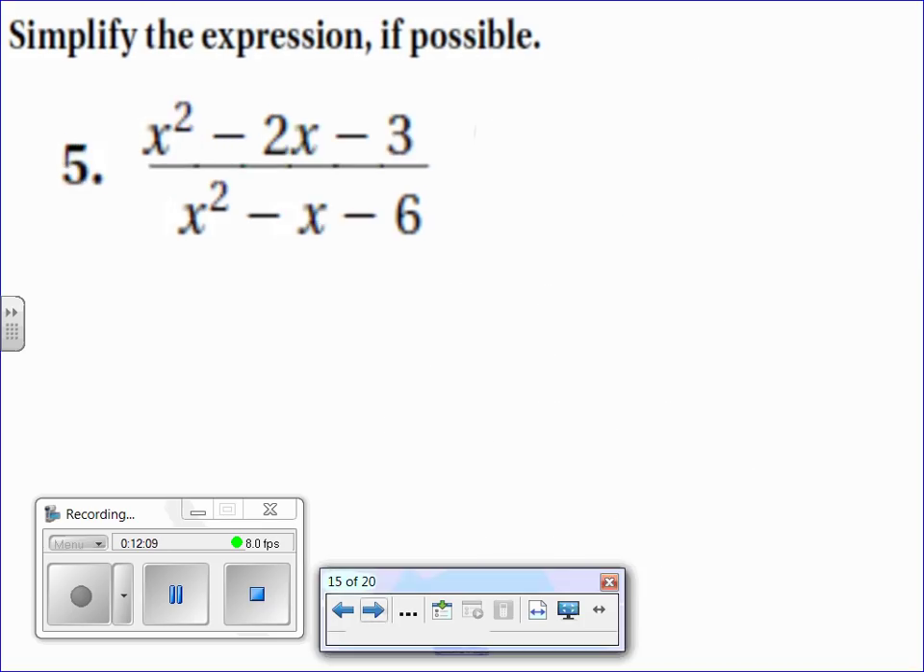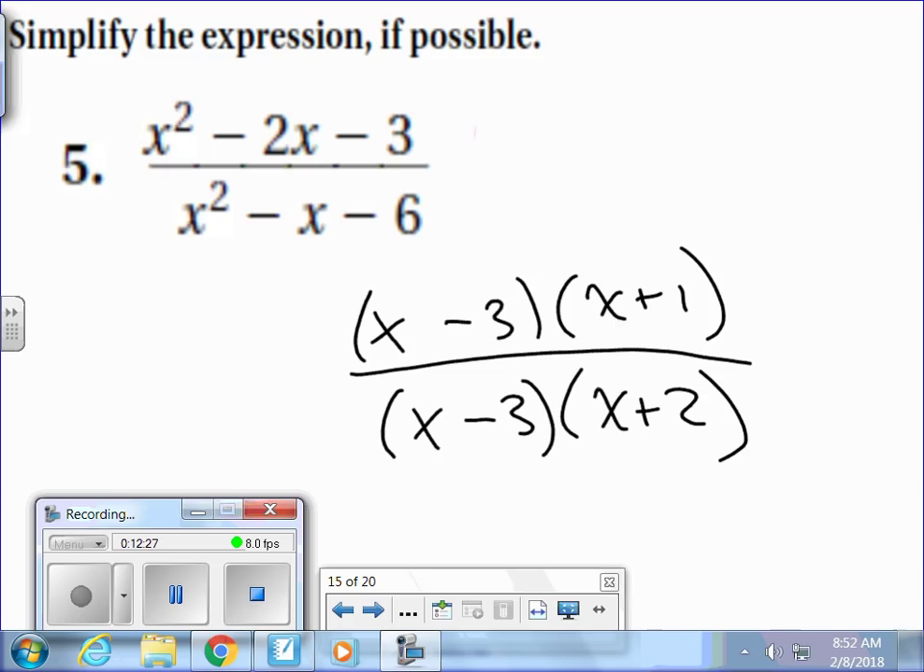Next slide. You got x squared minus 2x minus 3 over x squared minus x minus 6. Go ahead and pause the video and try it. You need the old-fashioned factoring technique on top and bottom.